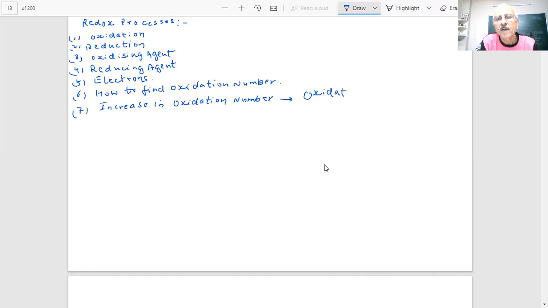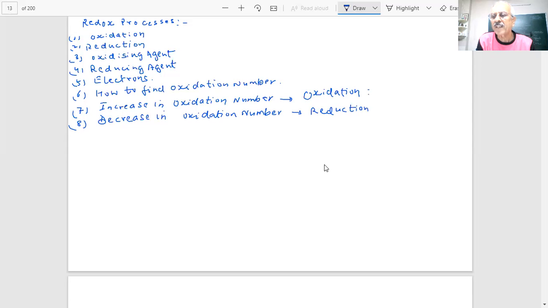Okay? And decrease in oxidation number is reduction. And the substance which undergoes oxidation is called reducing agent or oxidizing agent? It is a reducing agent. Correct answer. You be careful, students.